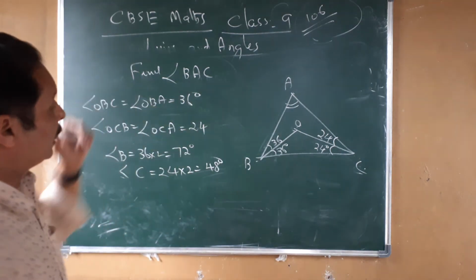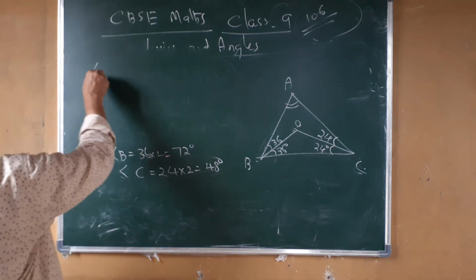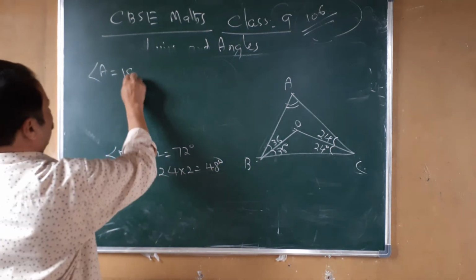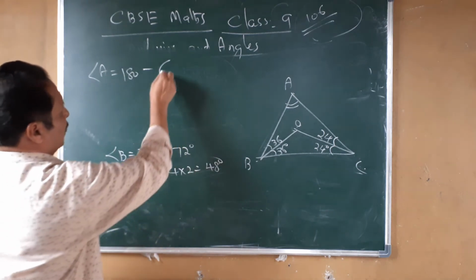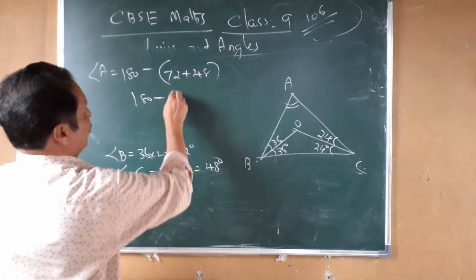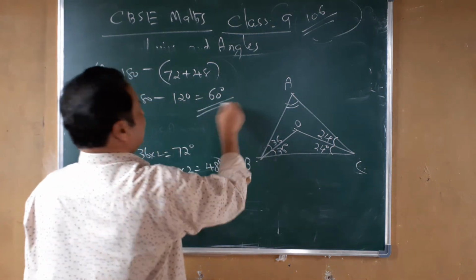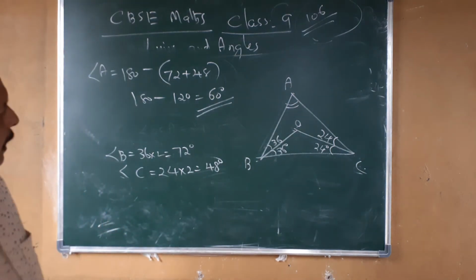That is the third angle of that triangle. So angle BAC, or A, equals 180 minus the two angles, 72 and 48. Added, that is 120. Is it clear? So your answer is 60 degrees. Is it clear?